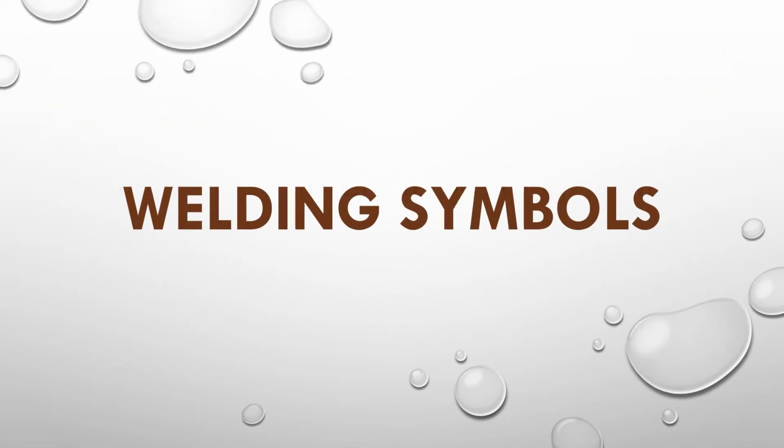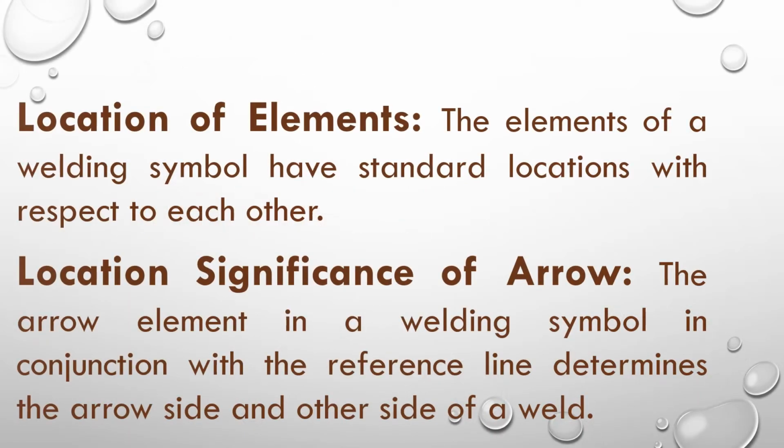Welding symbols. Location of elements. The elements of a welding symbol have standard locations with respect to each other. Location significance of arrow. The arrow element in a welding symbol, in conjunction with the reference line, determines the arrow side and the other side of a weld.